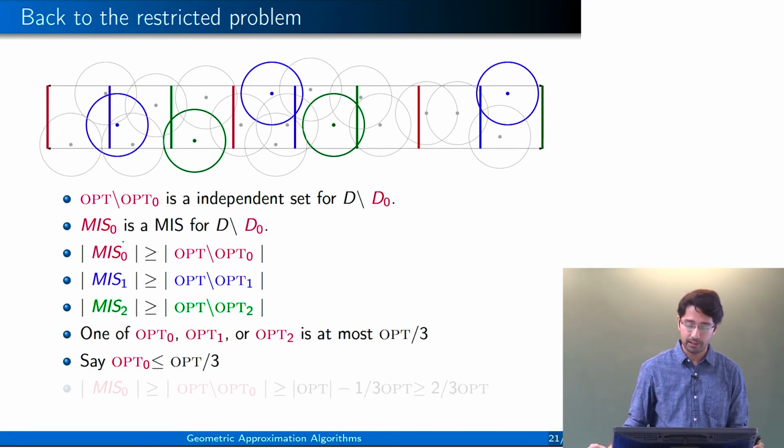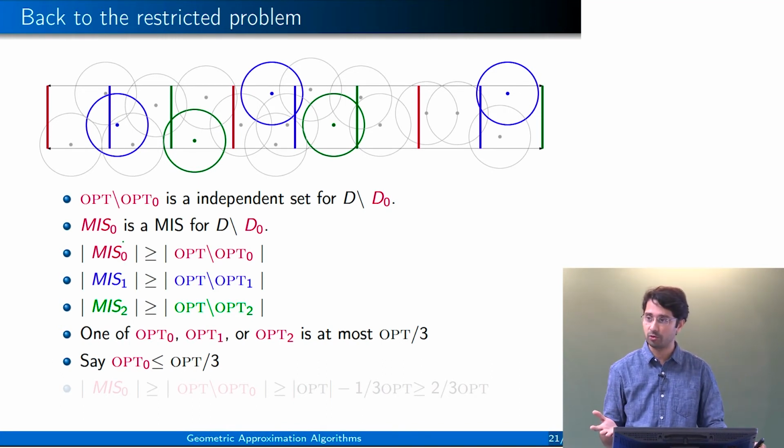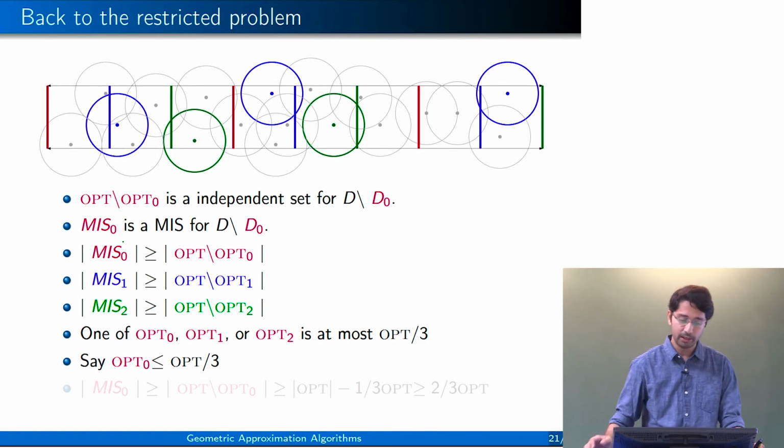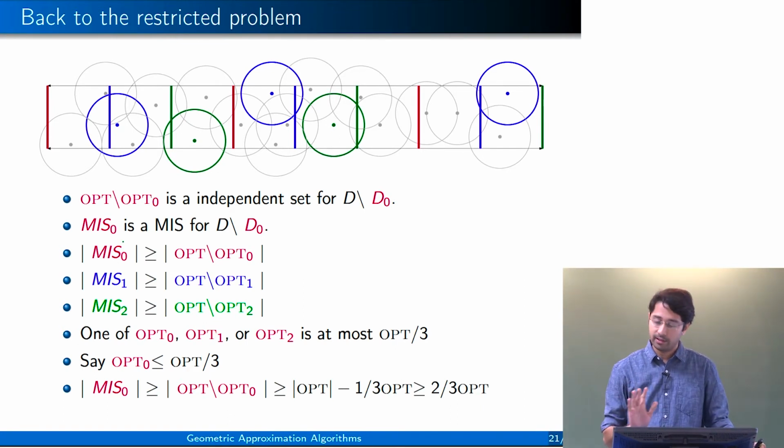Now, some trivial pigeonhole principle. I know that one of the opt 0, opt 1 and opt 2 is at most opt by 3. Right, one of them has to be, simple pigeonhole principle. Then we have what we have. We have started with MIS 0. Suppose opt 0 is less than or equal to opt by 3. What do we know?